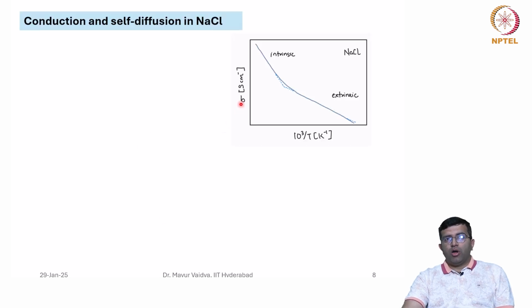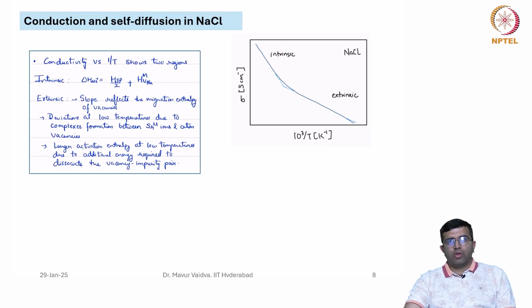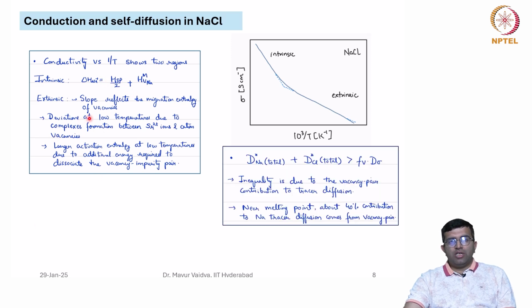Now, if we try to plot for NaCl, let us say we take an example of the alkali halide which is one of the most studied, NaCl. In NaCl, if you try to plot the conductivity versus 1 by temperature, then you again get two regions, one intrinsic, one extrinsic. In the intrinsic region, delta H for Na plus is equal to H_SP by 2 plus H_V,Na, that is the migration enthalpy, and this is the Schottky pair. And in the extrinsic region, the slope reflects the migration enthalpy of the vacancies.